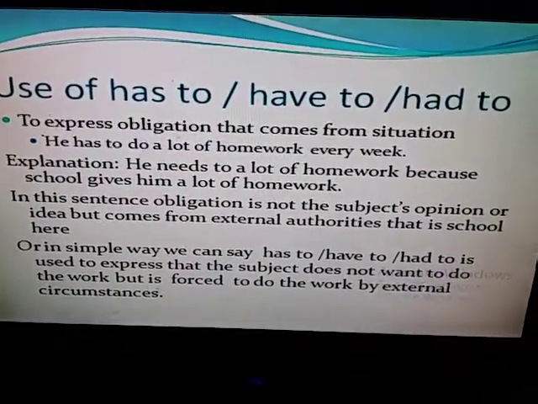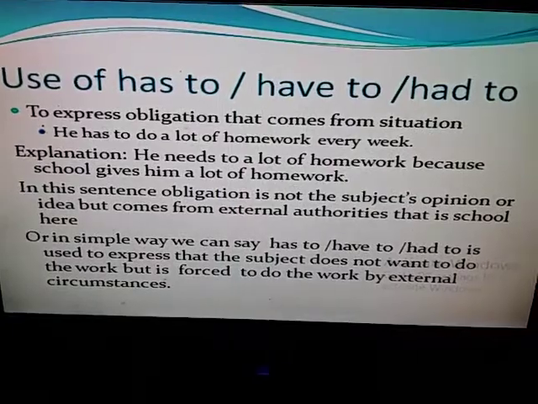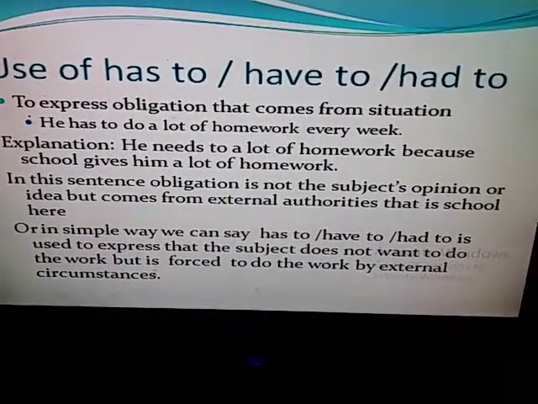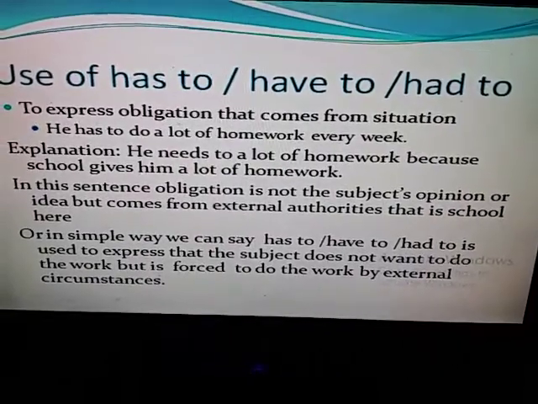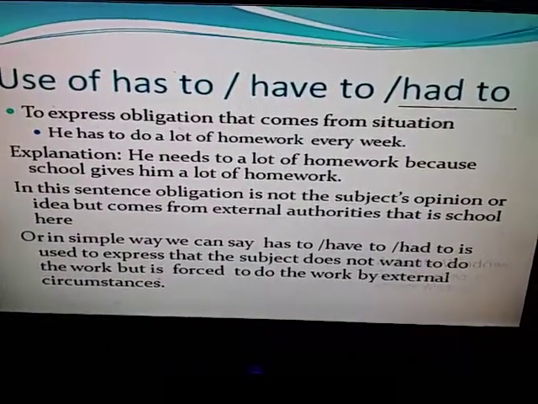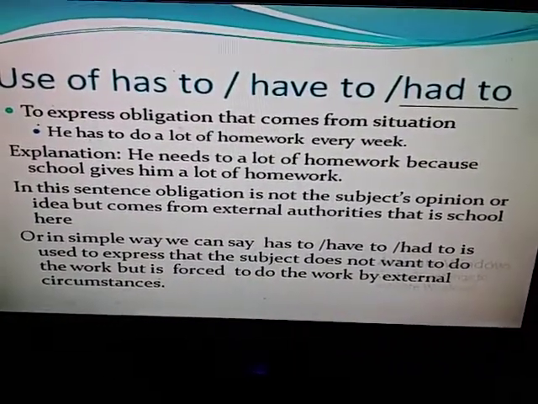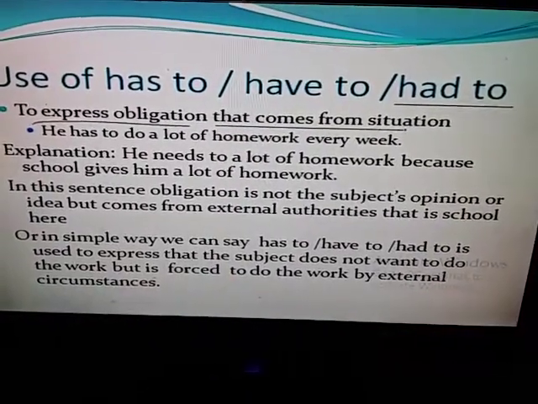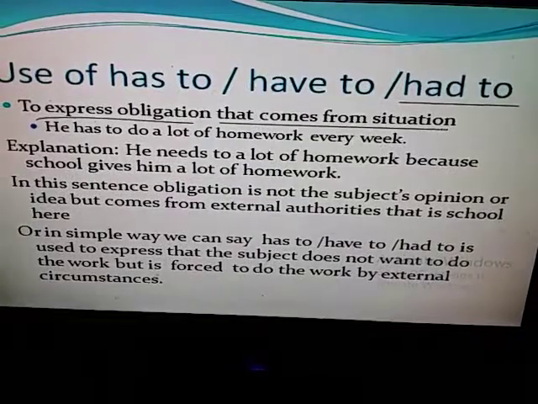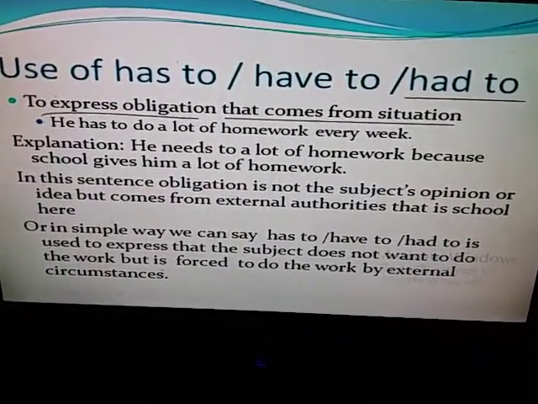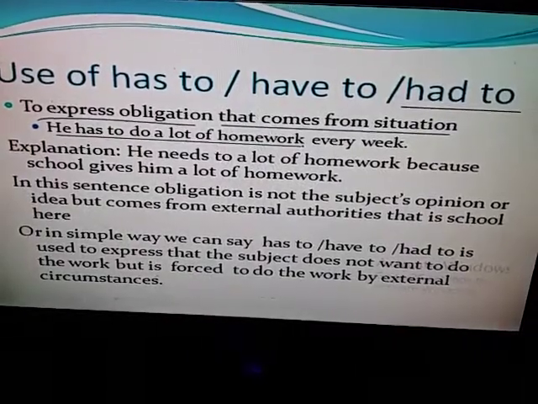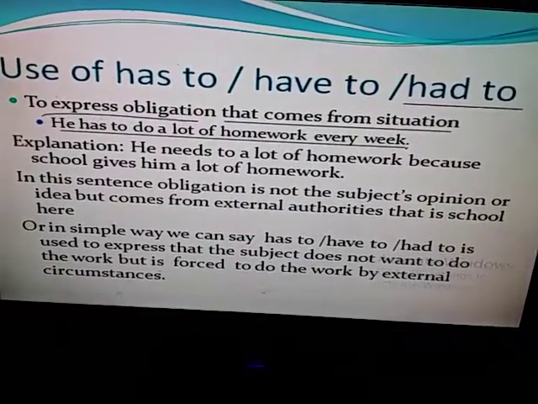Dear students, we use has to or have to in present tense and had to in past tense to express obligation that comes from situation. Let us see one example. He has to do a lot of homework every week.